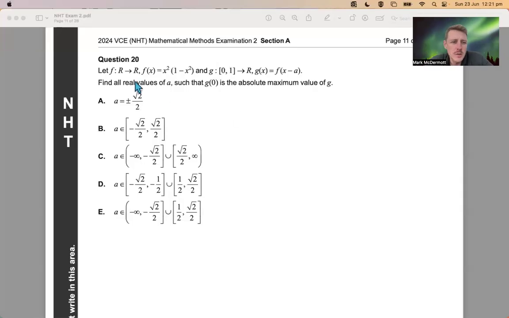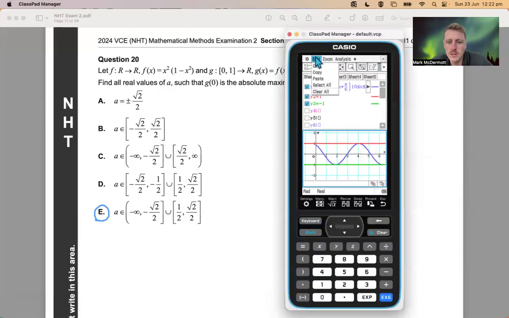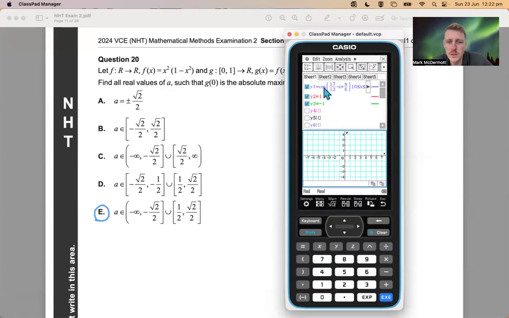Okay, question 20. So now it's going to be tricky. Let f of x equal x squared by 1 minus x squared, and g be f of x minus a. Find all real values of a such that g of 0 is an absolute maximum value of g. Okay, I think the answer is E. But when I did it, I used Desmos. So doing this on the calculator, I think is very challenging. But we'll give it our best shot.